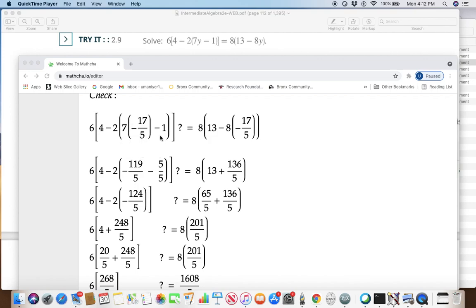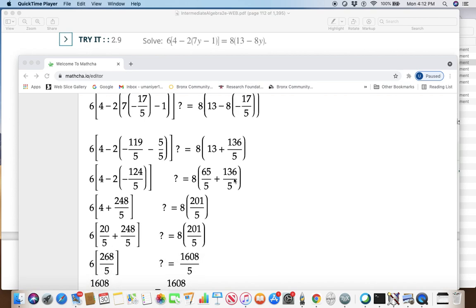When you simplify the left hand side, notice parenthesis first, innermost parenthesis. This multiplication, positive 7 times negative 17 over 5 is negative 119 over 5. Okay, negative 8 times negative 17 over 5 is positive 136 over 5. Now, that's negative 119 over 5. I'm going to get a common denominator here, so I'm writing it as 5 over 5. Combine both these. Notice they are both negatives. Common denominator 5, 119 and 5, 124, both negative.